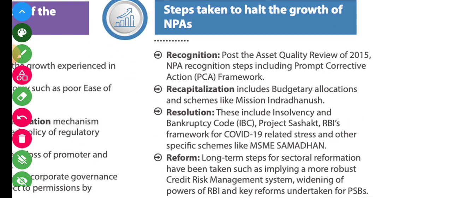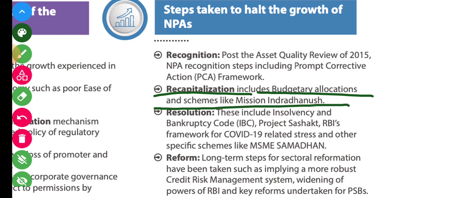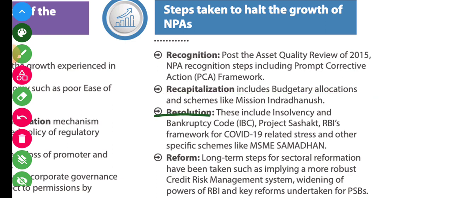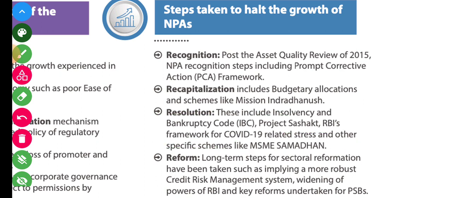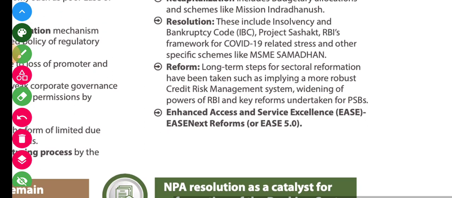What are the steps taken to halt the growth of NPAs? Recognition: post the Asset Quality Review of 2015, NPA recognition steps including the Prompt Corrective Action framework by the government. Recapitalization includes budgetary allocations and schemes like Mission Indradhanush. Resolution: these include the Insolvency and Bankruptcy Code, Project Sashakt, RBI's framework for COVID-19 related stress and other specific schemes like MSME Samadhan. So keep this in mind.